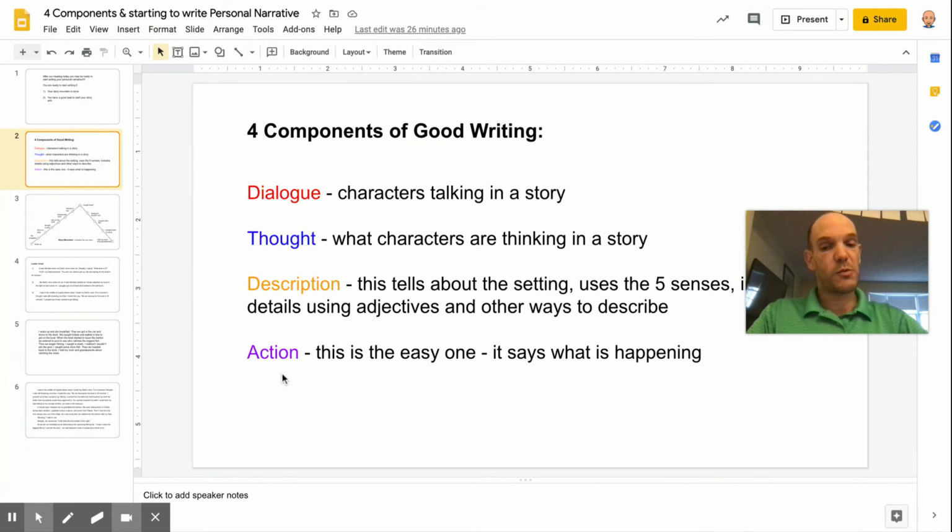A lot of kids want to just do action. That pretty much just lists the events. That's not really a story. That's just a list of what's happening. You want to mix in dialogue. So dialogue is when characters are talking in a story.